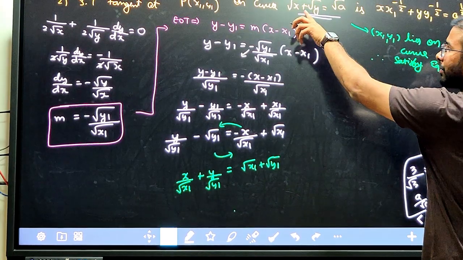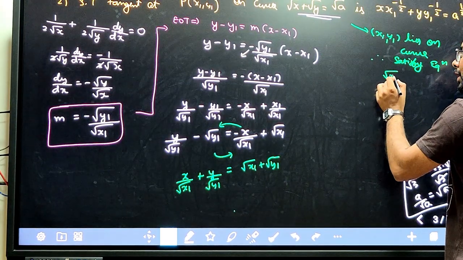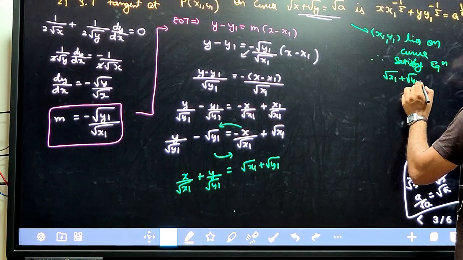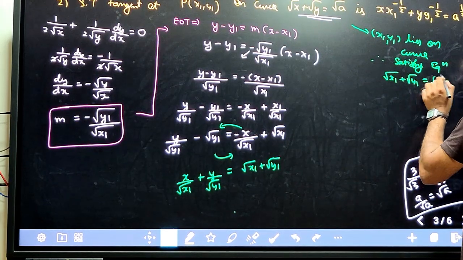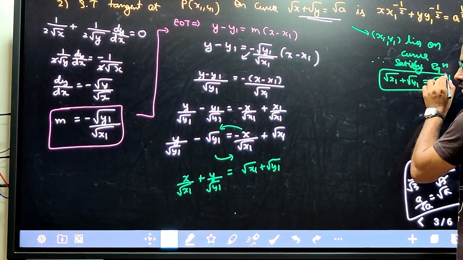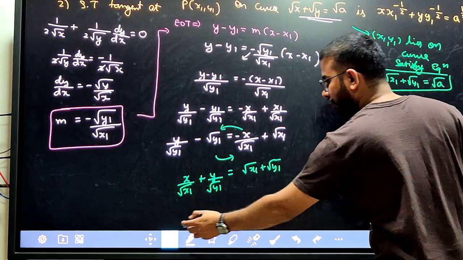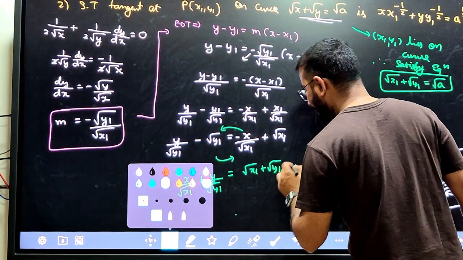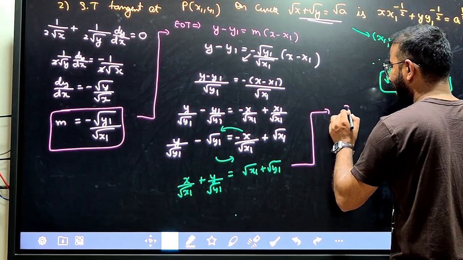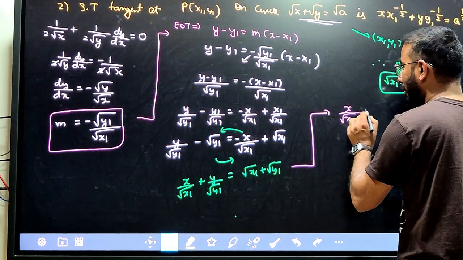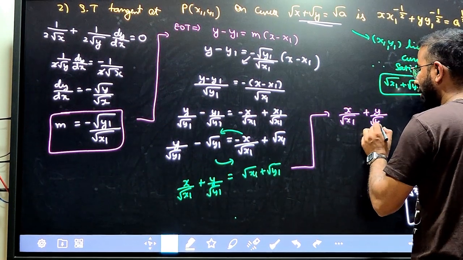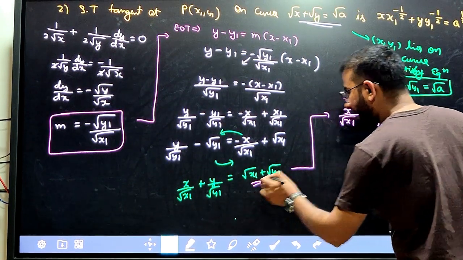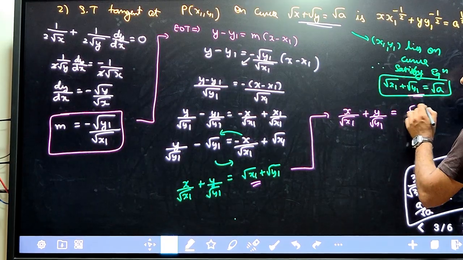So what you can say, substitute x1, y1, what you get is root x1 plus root y1. What is the value of root x1 plus root y1? Root a. Using this here, what is the value of root x1 plus root y1? Root a. So x by root x1 plus y by root y1. What is this value? As we have written here, root a.